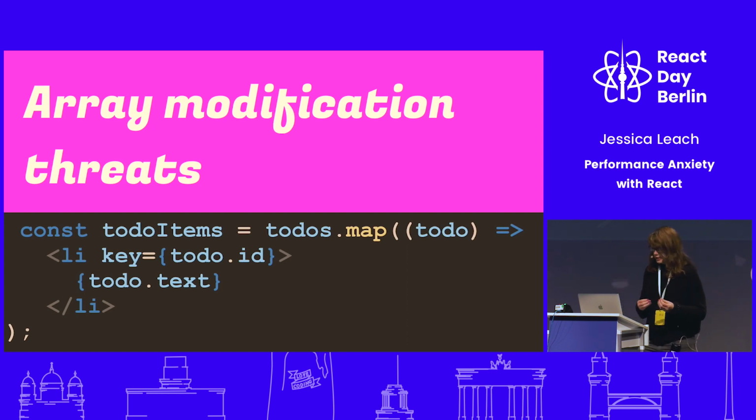This is because if the list changes, for example, if a user can delete an item in the list, it means that the index will rearrange. So if you're using the index as your key, this rearranging is going to have a performance impact.